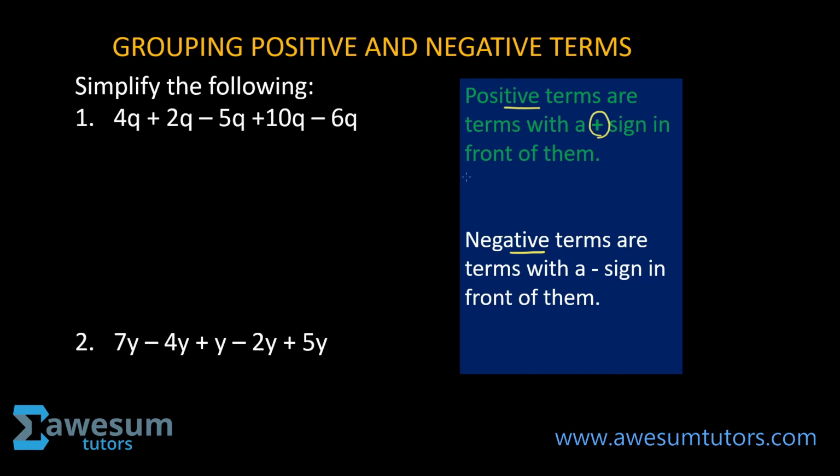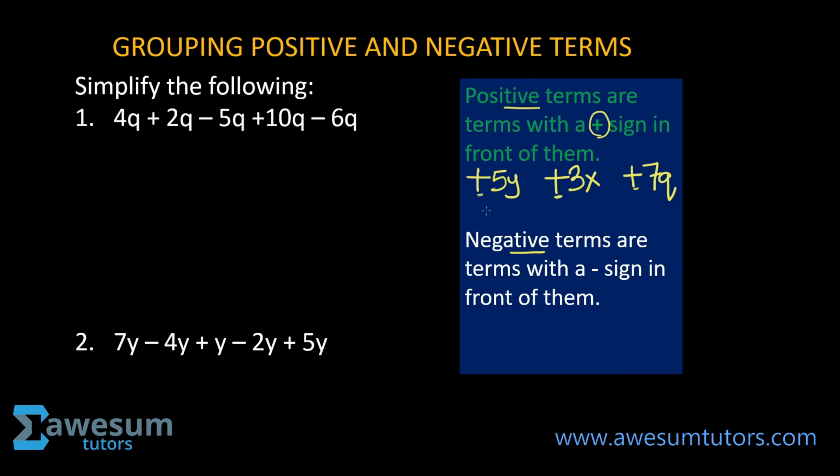Take, for example, I have positive 5y. This has a positive sign in front of it, plus 5. Okay? What about positive 3x? This also has a positive sign in front of it, as you can see. What about if I have positive 7q? This also has a positive sign in front of it.